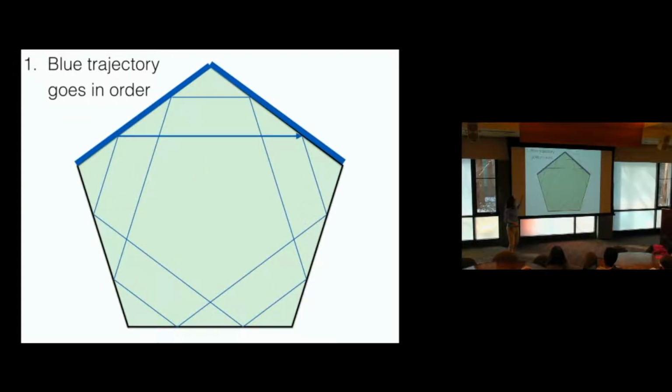On the other hand, the blue hits the edges in order. It starts at the top left edge, then goes to the top right edge, and it just keeps hitting them in a nice circular order. So they're fundamentally different. That's one way we could differentiate between them.